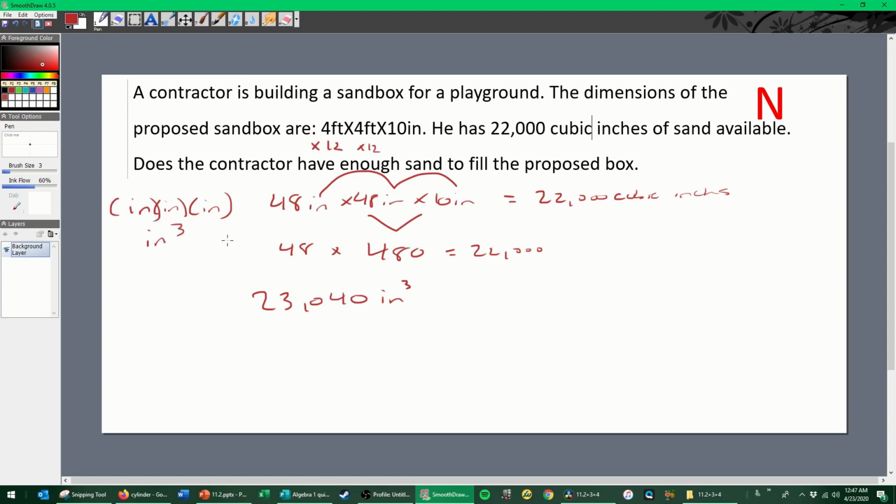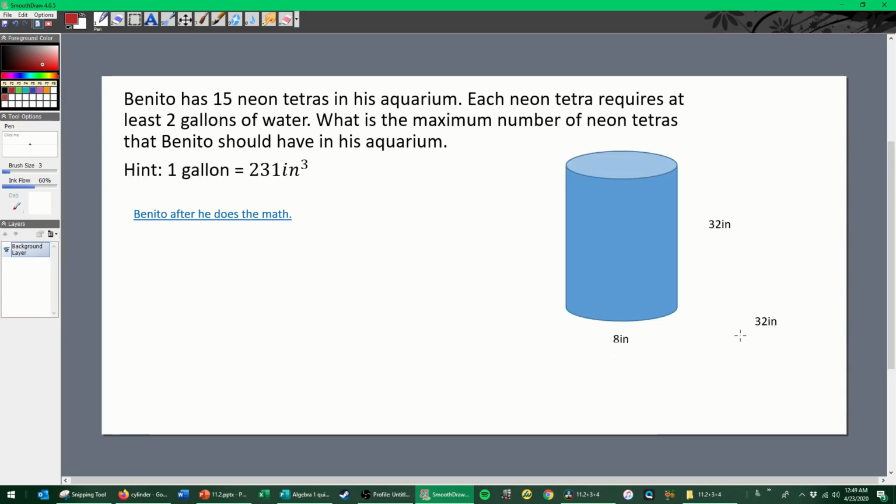And just like we learned from the module, a three-dimensional shape gets a cubic rating on its unit. So we have 23,040 cubic inches needed, and we only have 22,000 cubic inches of sand. So will he be able to fill it up all the way to the top? Unfortunately, no.